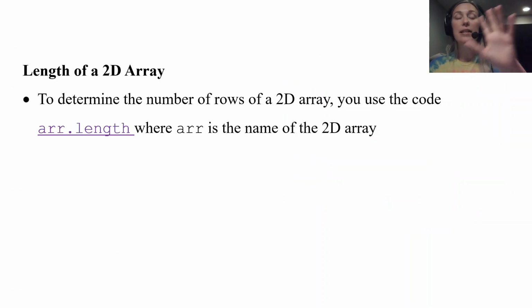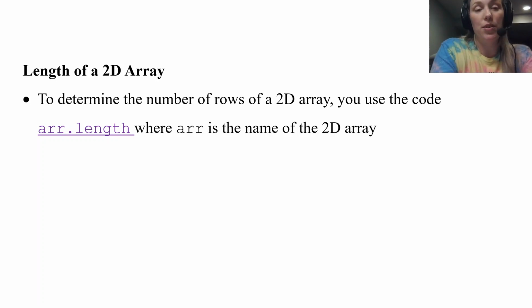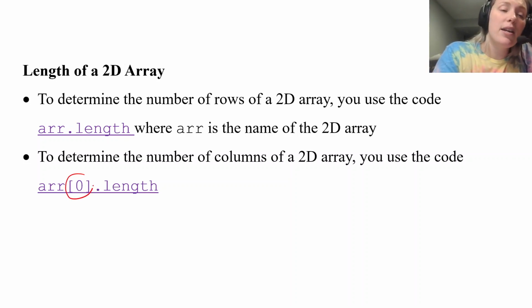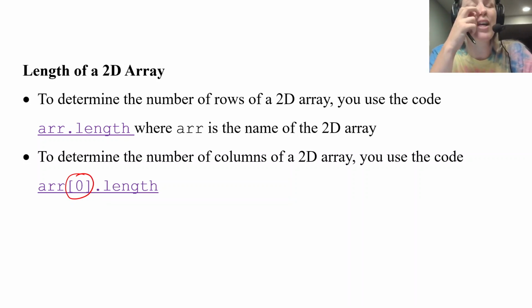The last thing we're going to talk about here is the length of a 2D array. So we know for the 1D array, when we use the name.length, we get the number of elements in the one-dimensional array, right? For a 2D array, if we use the name of the array.length, we get the number of rows. Now, if we want to determine the number of columns, we would use the code ARR, and then we would put in brackets, by default, a zero. You could technically use any valid row index in the 2D array to determine the number of columns, but you'll see zero used most often. Dot length, that determines the number of columns.